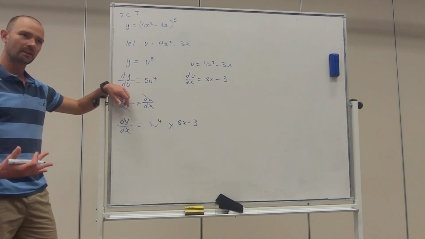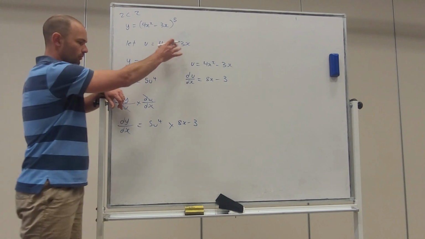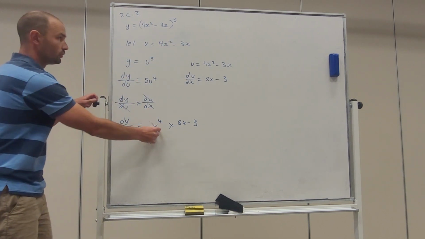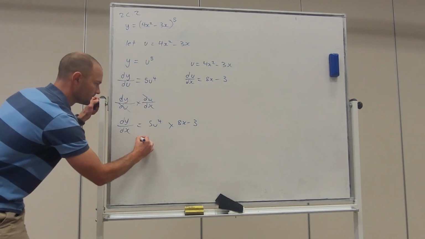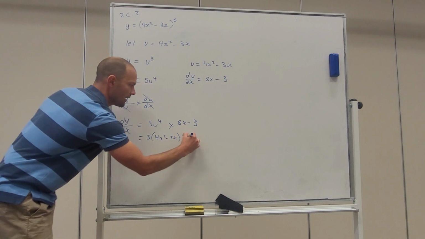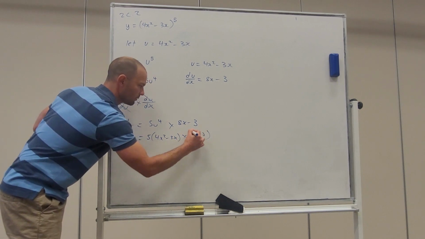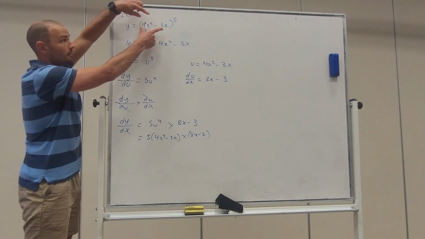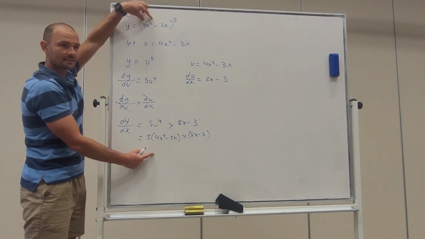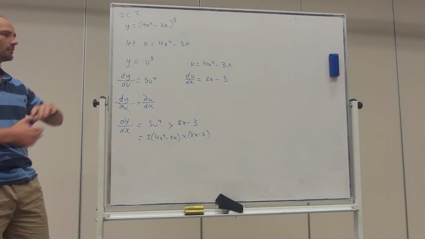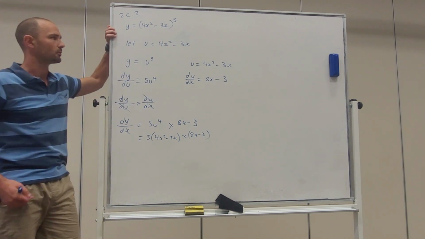And then all we need to do is substitute the u back in, because we want it expressed in terms of x. U we defined as this one. 5 times 4x squared take 3x, all to the power of 4, and then multiplied by 8x take 3. We'll wrap brackets around that. And so we're going to be able to move from here to here in one step by the end of this lesson. Let me just run through that again, and then we'll get into those examples we do together.